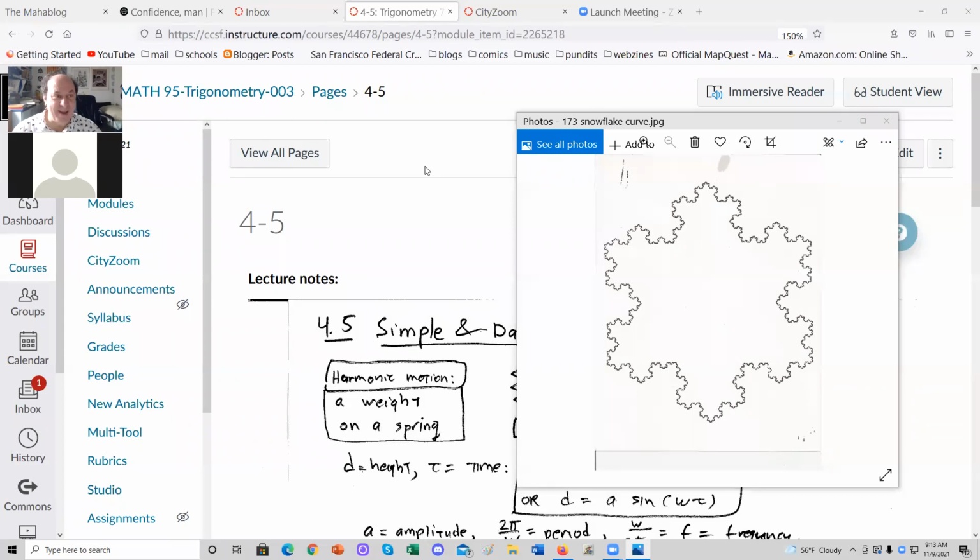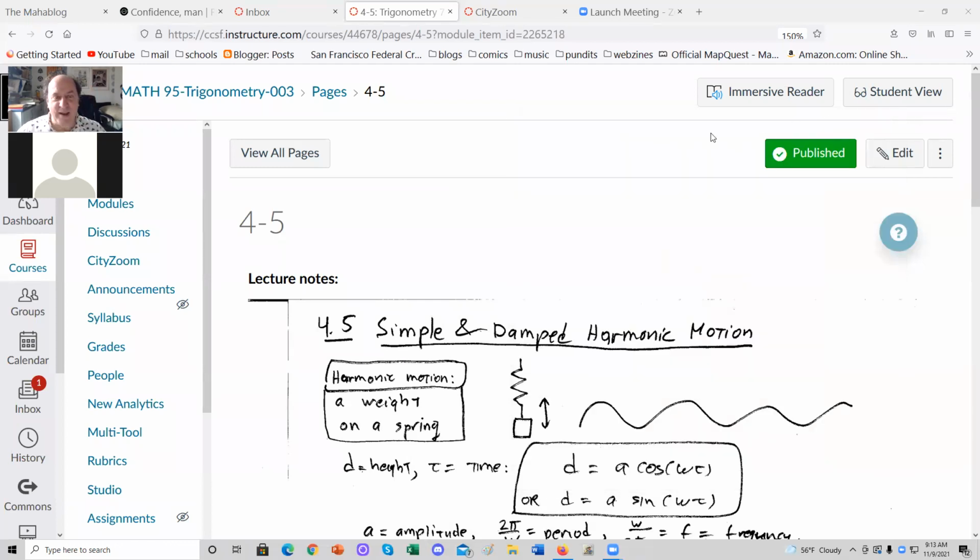I still can't get used to the creepy robot saying something different this time. I guess they changed it at the turn of the month. This Zoom session is being brought to you by the fractal snowflake curve. I bet you can hear that cat.